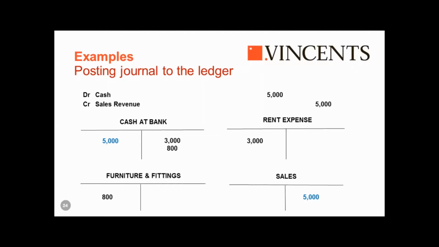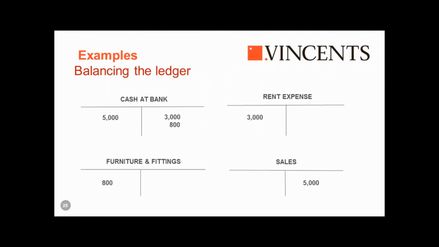At the end of the accounting period, we need to do what's called balancing the ledger. So you'll see here, we have $5,000 cash bank on one side, $3,800 on the other side. Therefore, there's $1,200 more there. So when you see a balance sheet that has cash, that's what you'll see.